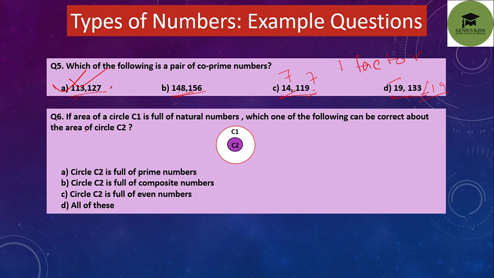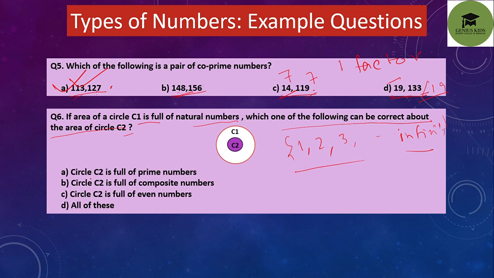Okay. Next one: if the area of circle C1 is full of natural numbers, which one of the following can be correct about the area of circle C2? Circle C2 is full of prime numbers. Circle C2 is full of composite numbers. Circle C2 is full of even numbers. All of these. Circle C1 is full of natural numbers. What are the natural numbers? They start from 1, 2, 3 to infinity.